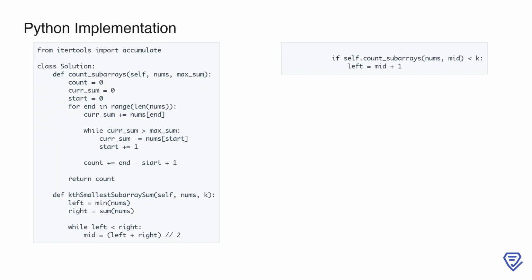Next, we move to the main function, kth smallest subarray sum, where we use binary search to find the desired subarray sum. We initialize the search space with left as the smallest element in the array and right as the total sum of all elements. The binary search will help us narrow down the range to the kth smallest subarray sum.